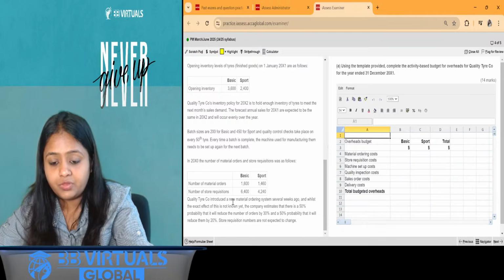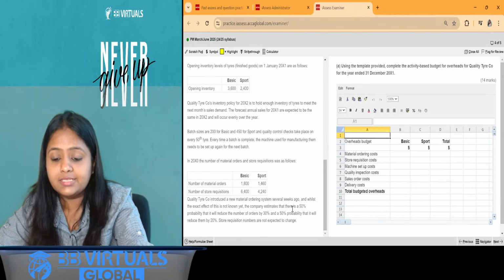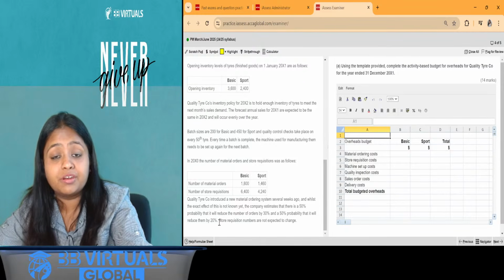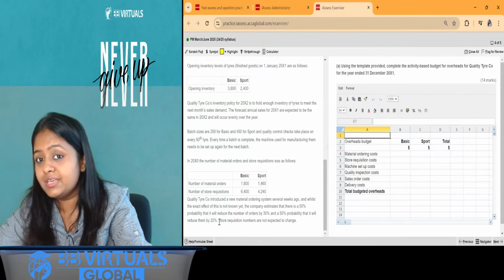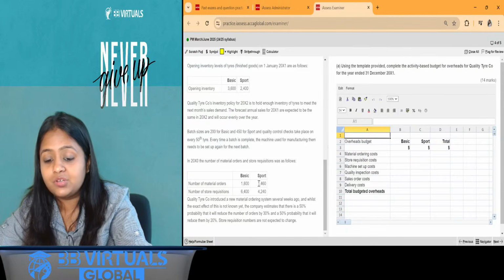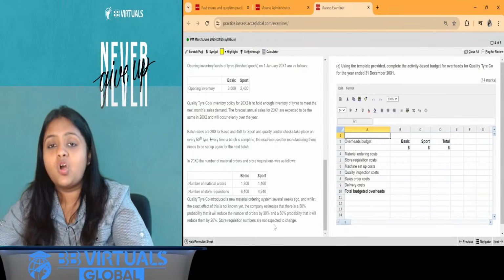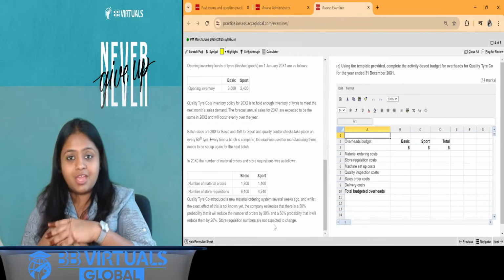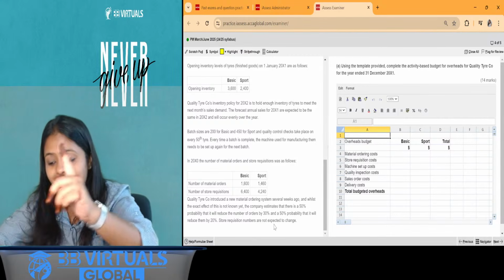Quality Tire Company introduced a new material ordering system several weeks ago. While the exact effect of this is not known yet, the company is estimating that there is a 50% probability it will reduce orders by 30% and 50% probability it will reduce by 20%. So what we have to see is from these orders, actually what will be the reduction? Store requisitions, they will not change. So how will I calculate reductions? You have probabilities, you will use them to calculate the reduction. Good question, right? Okay, let's start doing it.